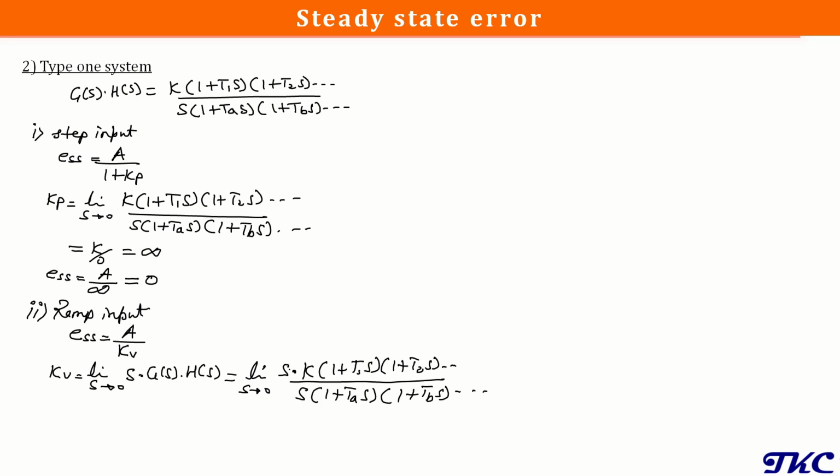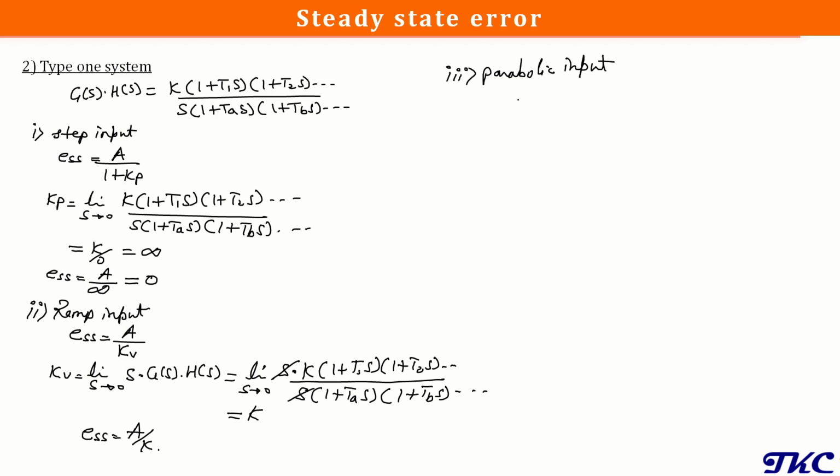Here we can see that this s and this s we can cancel. Now when we substitute the limit, the brackets are going to give us 1 and we are having a constant value here, so we will be having K. This indicates that Kv is some constant value. Now let's substitute that here. Steady state error will be equal to A by K. This indicates that the steady state error for a ramp input, when we are considering a type 1 system, is finite and constant.